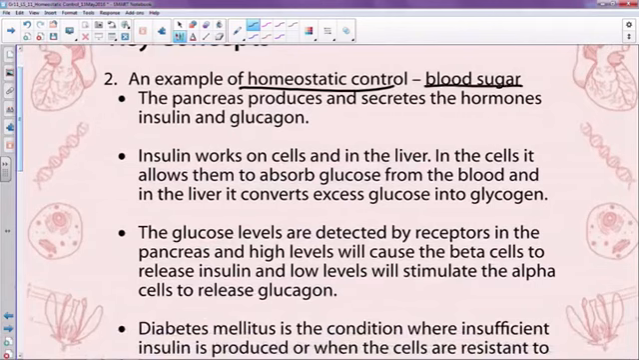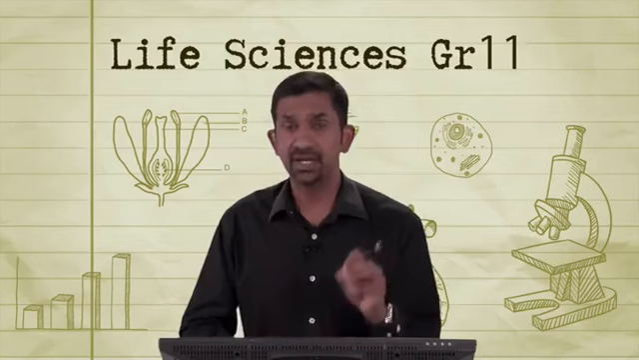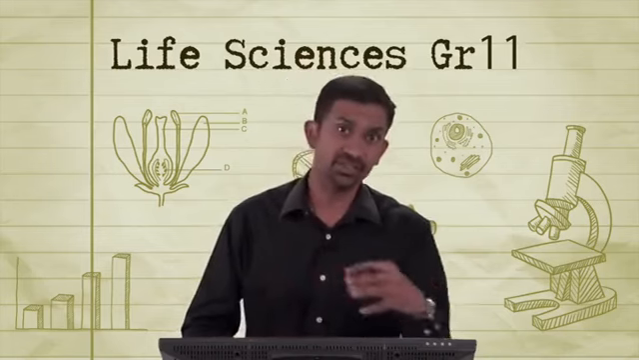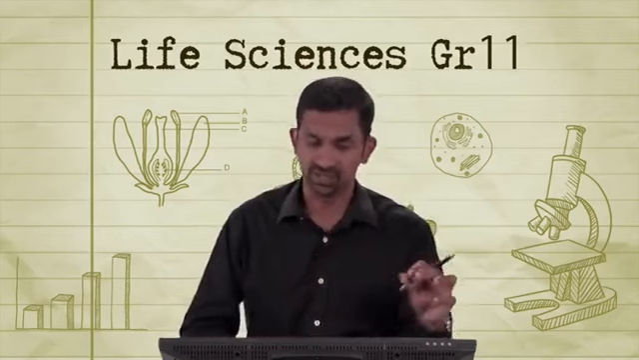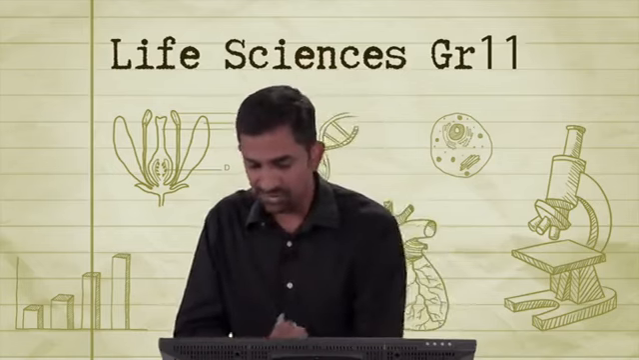We know that the blood sugar levels in the body are controlled by a gland called the pancreas, and we looked at this gland and we said that it is both an endocrine gland and an exocrine gland. Today we're looking at the endocrine function of the gland. During the process of nutrition, we looked at the exocrine function where it produced the pancreatic juices. Today we're looking at the hormones that they secrete.